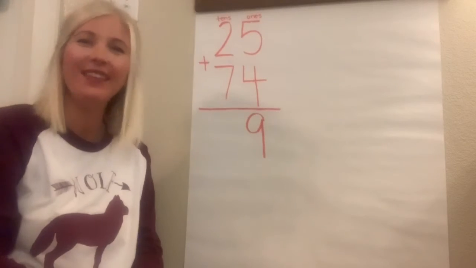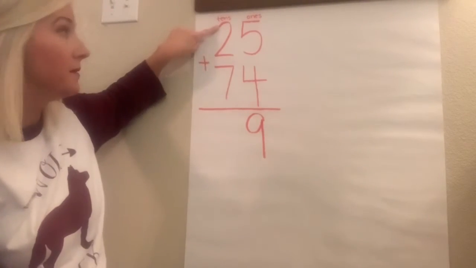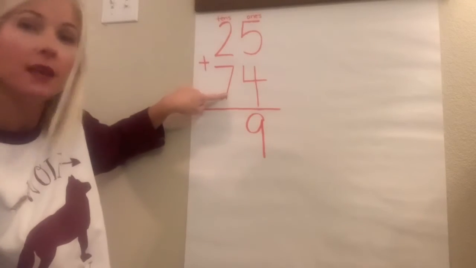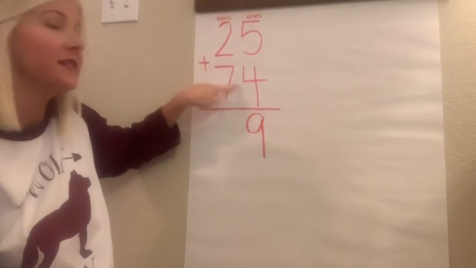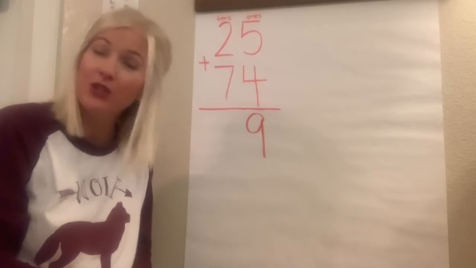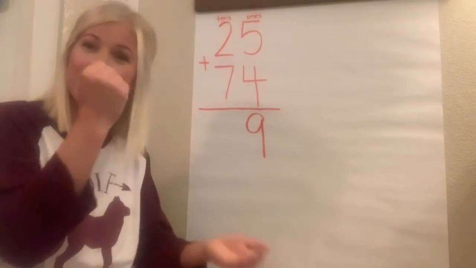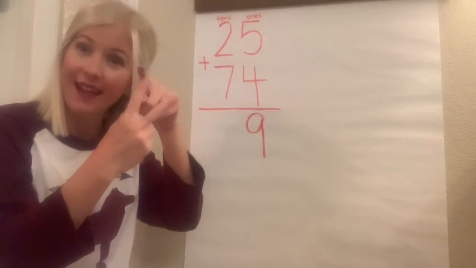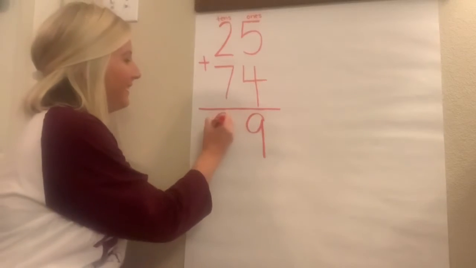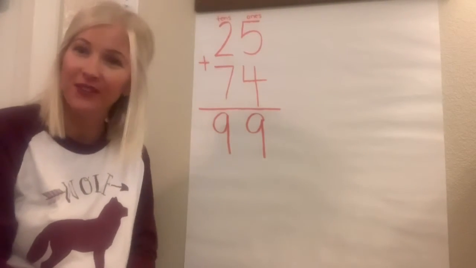Okay. Now let's add our tens place. We have 2 tens plus 7 more tens. 2 plus 7 equals, great, you probably already know. But if you don't, knock out 7, count on 2 more. Here we go. 7, 8, 9. Very good. And we have 99 butterflies.